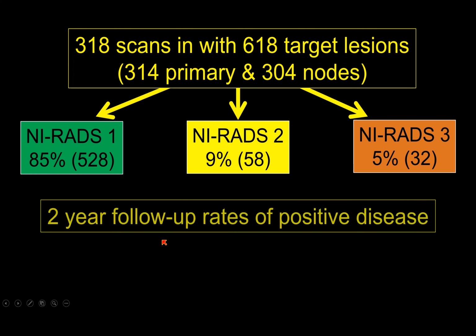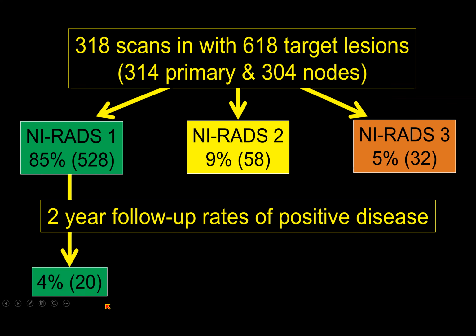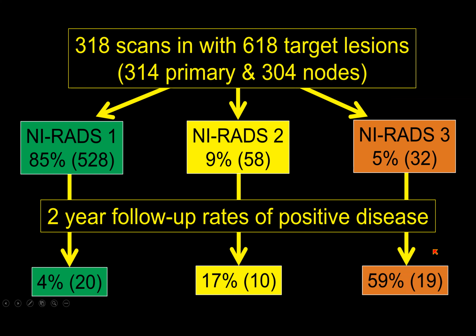And then they followed up all these patients for about 2 years and tried to differentiate what the positive rate of disease was on the patients after 2 years. So on the 85% of patients that they graded as NI-RADS 1, when they followed those up, 4% of them had disease within a couple of years later. For the NI-RADS 2 cases, about 17% of them had disease, and for the NI-RADS 3, we were at about 60%. So that makes sense, and that suggests that the system works. If we think about the imaging findings and that staging, those are the findings that we would expect, that the NI-RADS 3 cases were highly suspicious, they're most likely to show up with disease later on.